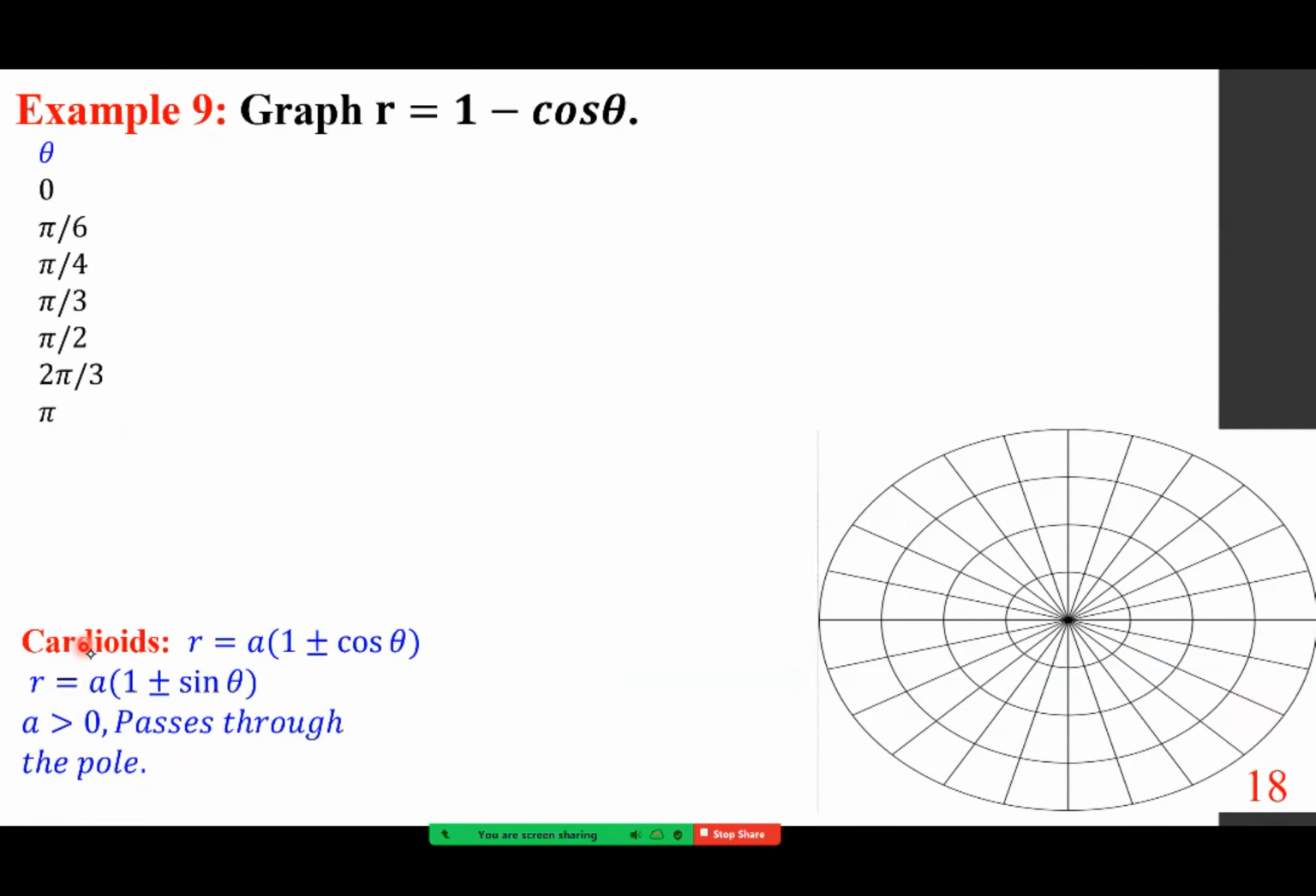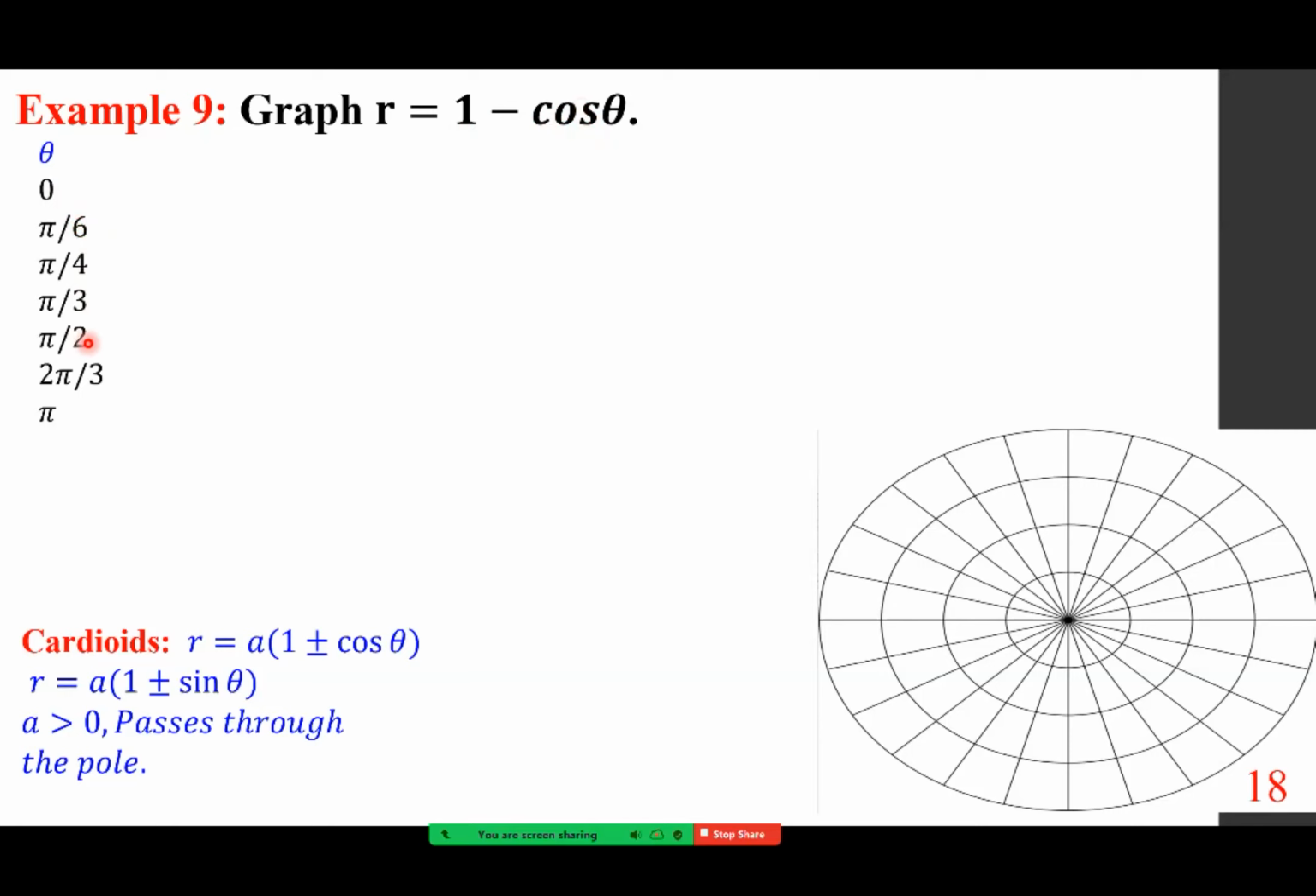So again, let's look at easy numbers. For example, theta is 0. Cosine of 0 is 1. 1 minus 1 is 0. If it's pi over 6, cosine is square root of 3 over 2, so 1 minus square root of 3 over 2. If it's pi over 4, 1 minus square root of 2 over 2.